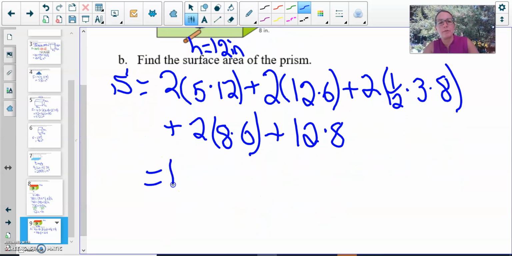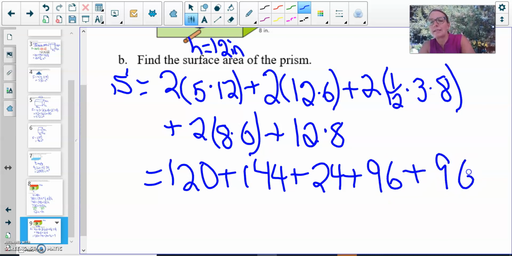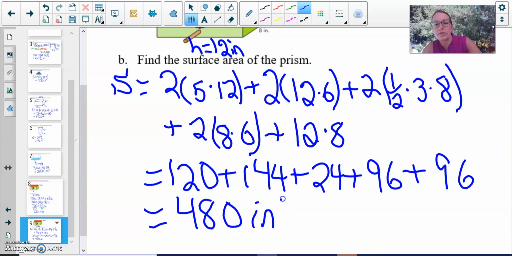So we're getting 120, plus 144, plus 24, plus 96, plus another 96. Adding those all up together, we're getting 480 inches squared.